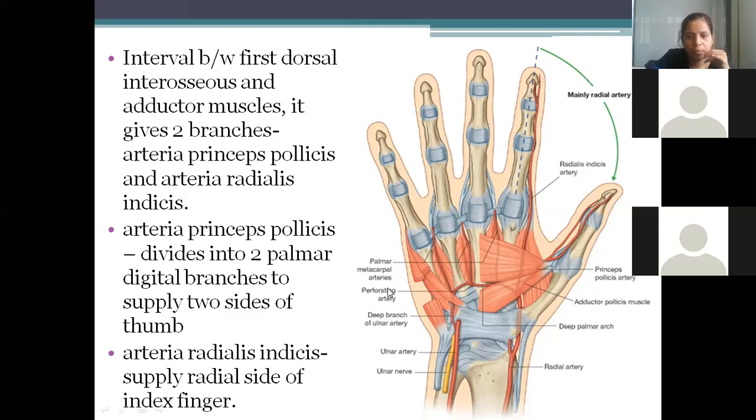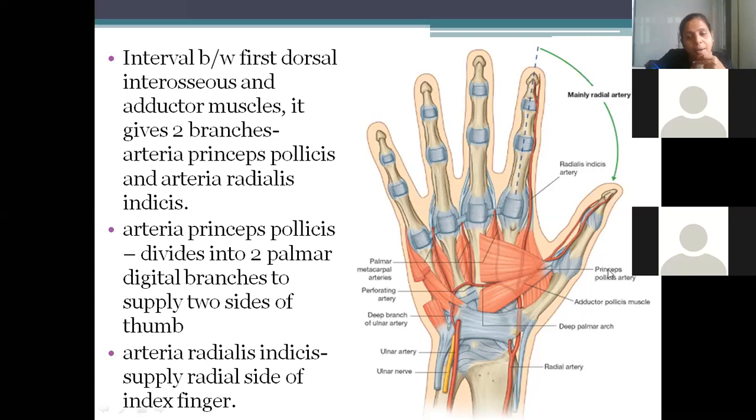Okay, so the princeps pollicis is dividing into two. You can see from this picture, it is supplying both sides of the thumb. Then radialis indicis supplies only one side, because the other side was supplied by the superficial palmar arch. 3.5 digits, no?